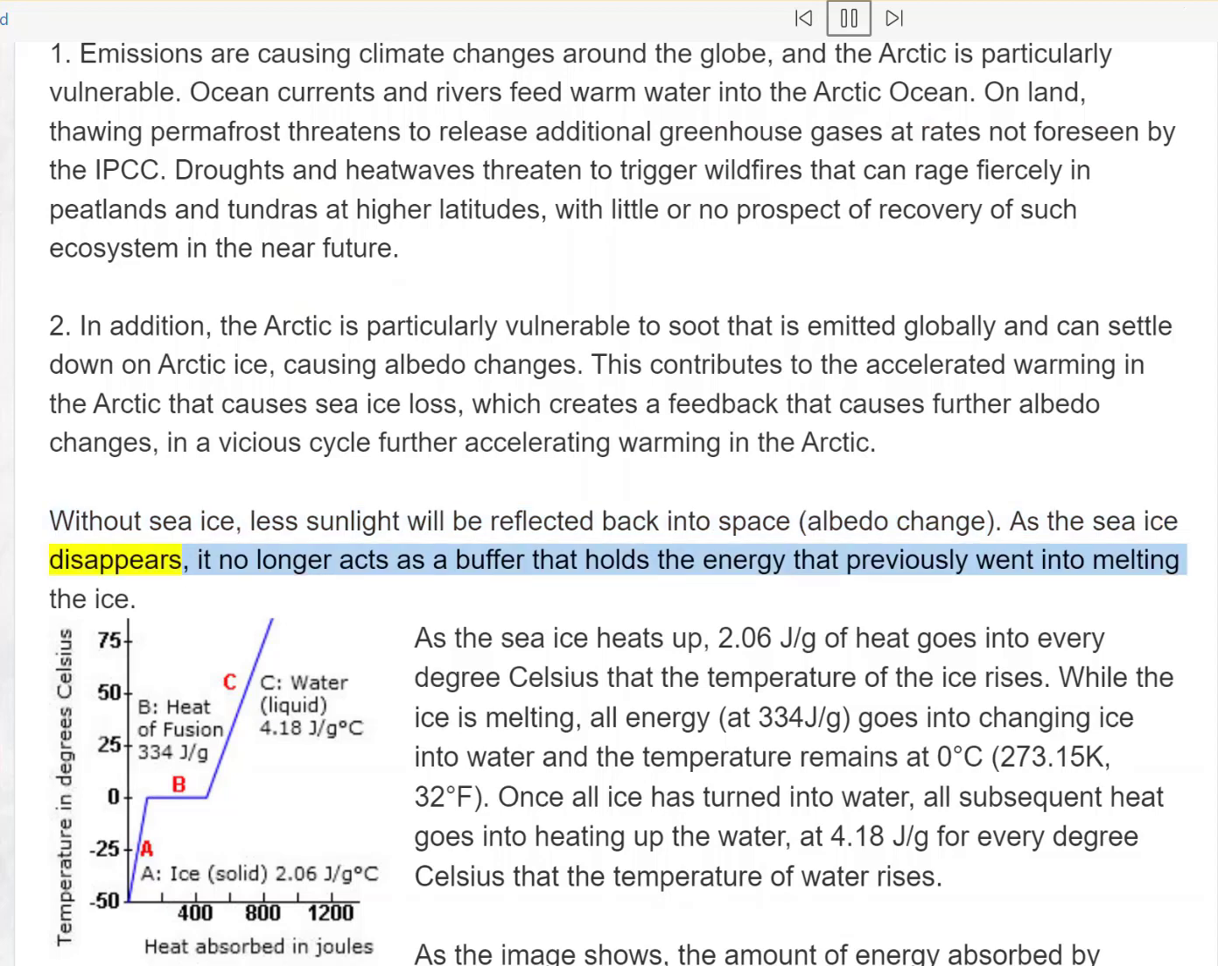As the sea ice disappears, it no longer acts as a buffer that holds the energy that previously went into melting the ice. As the sea ice heats up, 2.06 J/g of heat goes into every degree Celsius that the temperature of the ice rises. While the ice is melting, all energy, at 334 J/g, goes into changing ice into water, and the temperature remains at 0 degrees Celsius, 273.15 K, 32 degrees Fahrenheit. Once all ice has turned into water, all subsequent heat goes into heating up the water, at 4.18 J/g for every degree Celsius that the temperature of water rises.